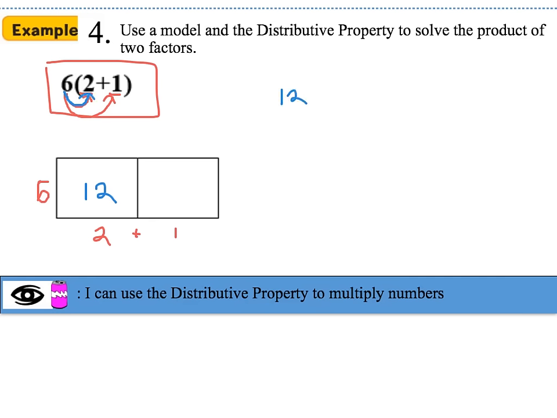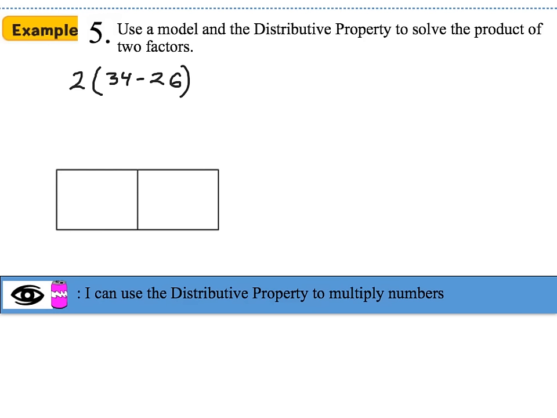Second area would be 6 times 1, which would be 6. Same thing as us doing 6 times 1 up here. And 6 times 1 is still 6. So if I add these two numbers, my area would be 18. Or my answer would be 18.